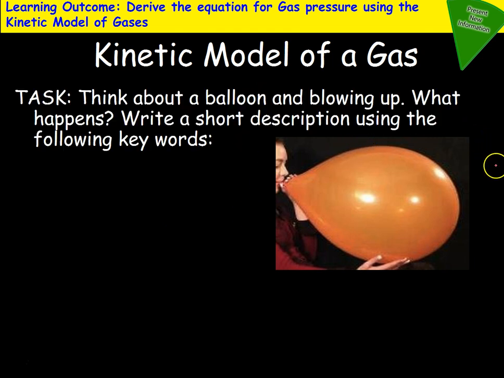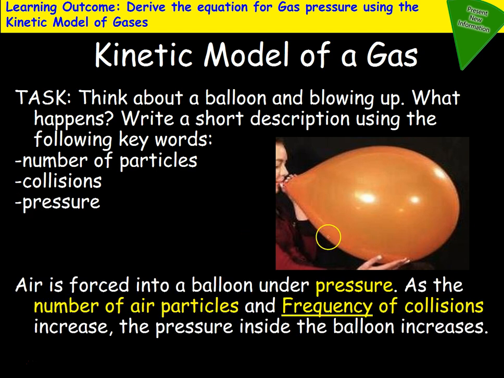When we think about gases, or how we would blow up this balloon, what's happening when we blow it up? We could think about the number of particles, the collisions, the pressure. As we're forcing more air into the balloon, we're increasing the pressure. What does that mean? We're increasing the number of air particles inside the balloon. The air particles are all inside the balloon, moving around all over the place in different directions. Some of those air particles are going to be hitting the inside surface of the balloon. Also, the air particles on the other side are doing the same.